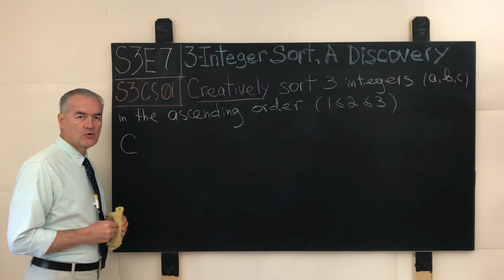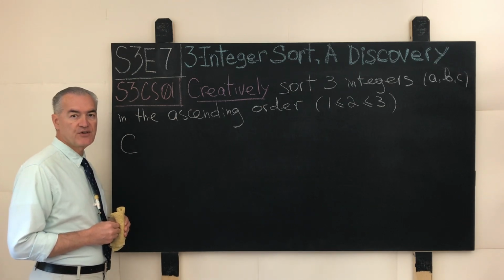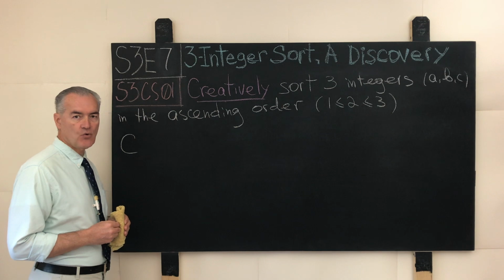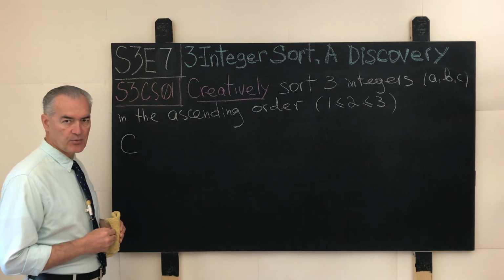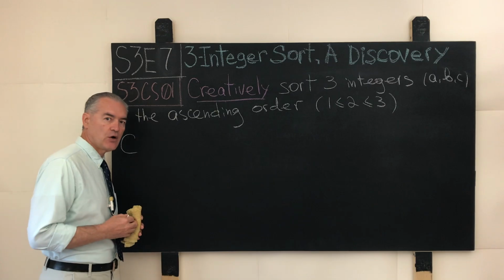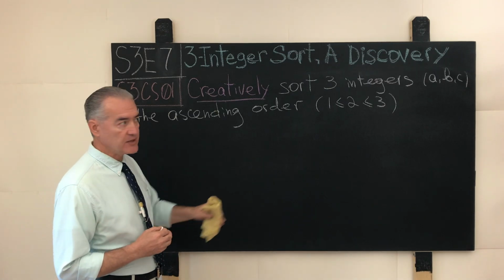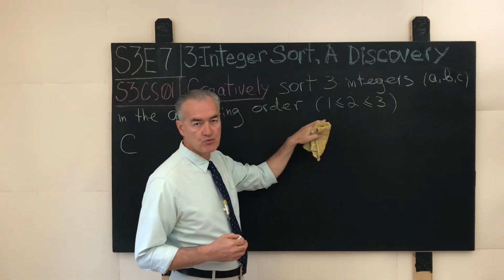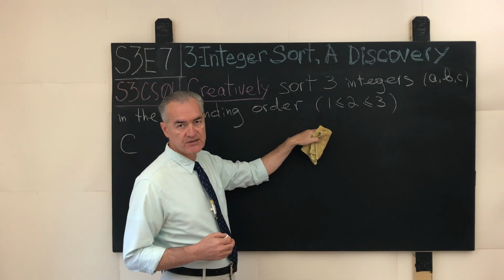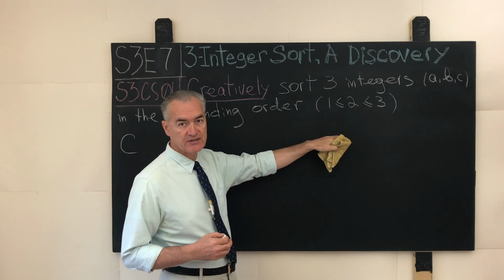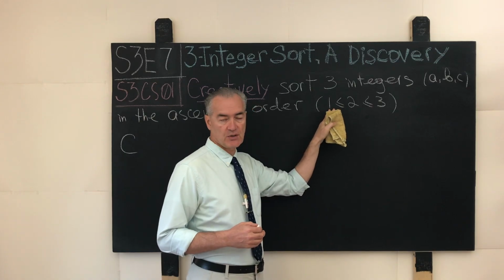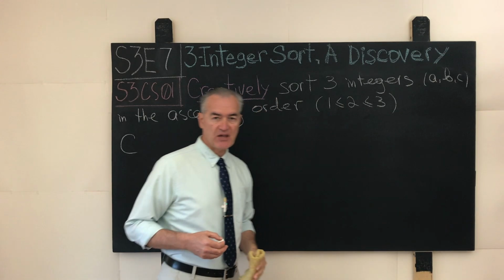The objective of our first computer science problem of Season 3, that is in the problem S3CS1, is to creatively sort 3 integers in the ascending order in such a way that if, for example, the given integers on the input to our creative algorithm are named A, B, C, as shown over here, then the integers should be sorted in a way that A is less than or equal to B, which is less than or equal to C. Here I just showed an example of using numbers 1, 2, 3 as a sample.